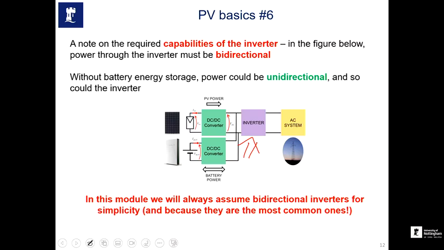It's a fully controllable bidirectional system, so you can control it to work as a unidirectional one as well. If there is any system where you don't have any battery, you can still use the same circuit, but you just control it to flow the power from the PV system to the grid. But in the rest of the analysis in this module, we'll consider bidirectional operation of the inverter.